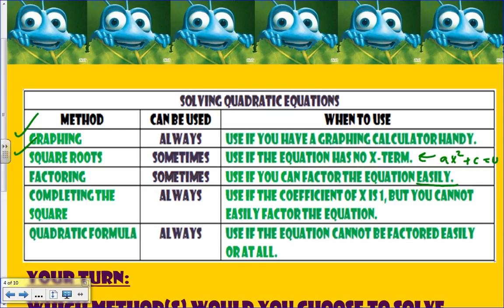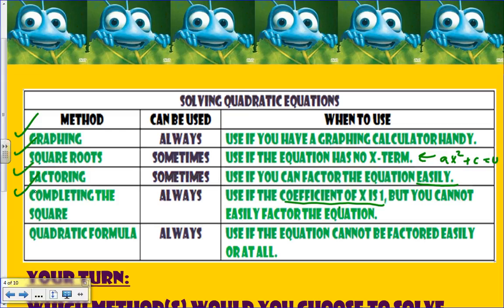You should be able to factor most equations, so it should almost always work, but it might not always be the easiest. Completing the square should always work, but I would say use it if the coefficient of x is 1 and you cannot easily factor the equation, okay?